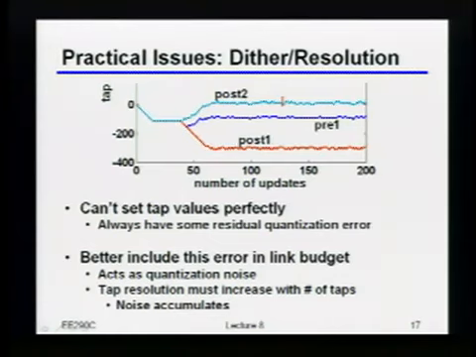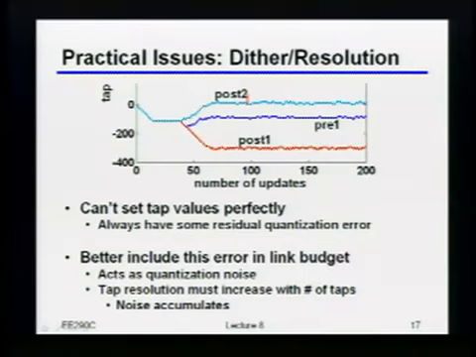Okay? So to say this another way, there's always going to be some quantization noise just from the resolution with which you correct that ISI. And the more taps you have, the more resolution you need in each one of those taps to get the same effective quantization noise. Does that make sense to people?